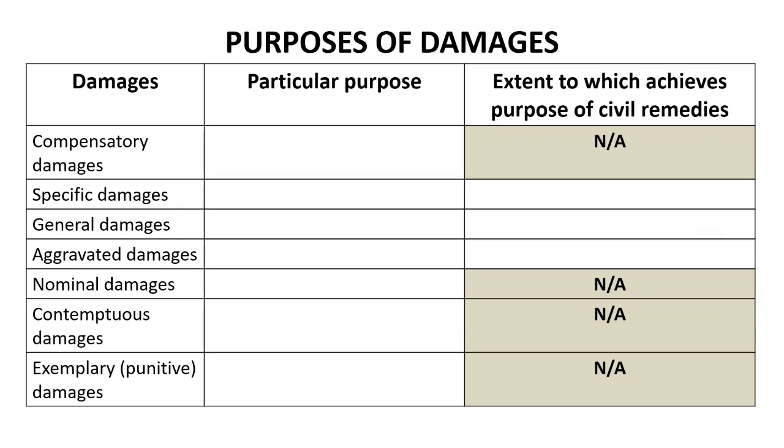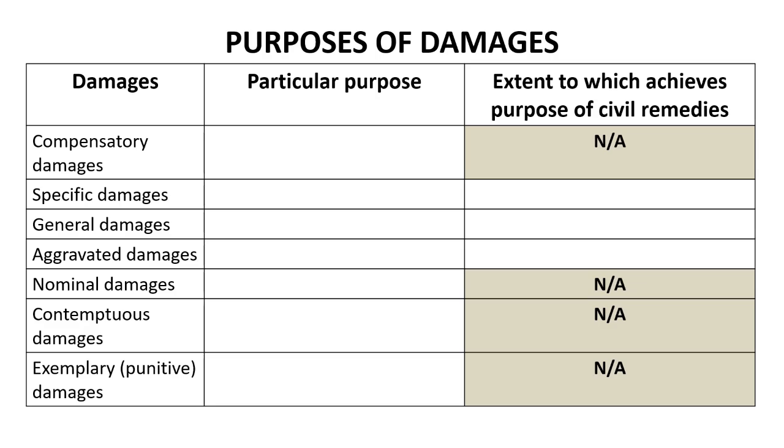The focus of this video is on damages. As you can see, there are different types of damages. Each of these types of damages has a particular purpose, and for the most common types of damages, that is, specific damages, general damages, and aggravated damages, their particular purposes align with the overarching purpose of civil remedies, which is to restore the plaintiff as far as possible to their original position.